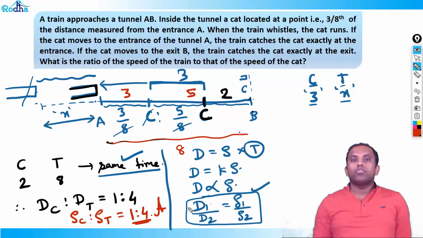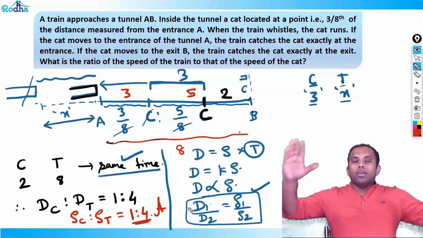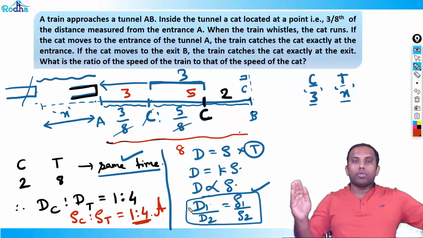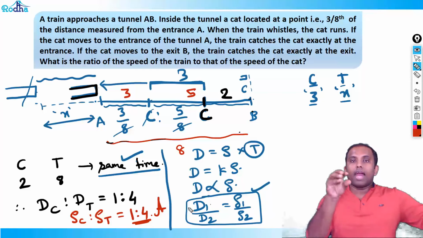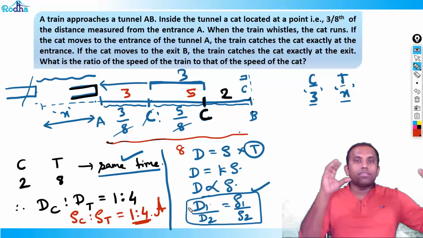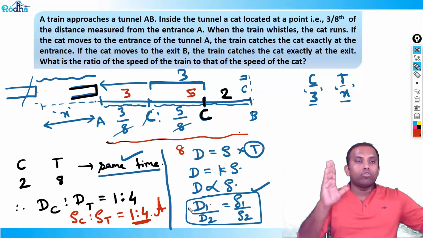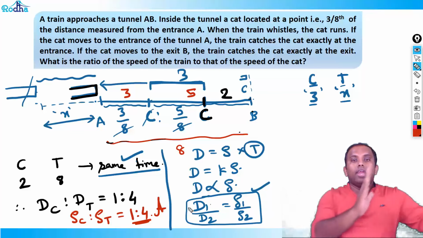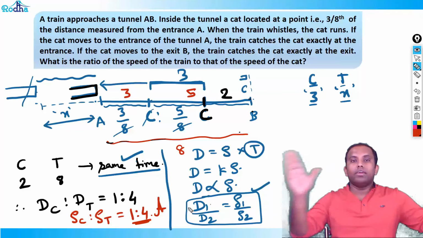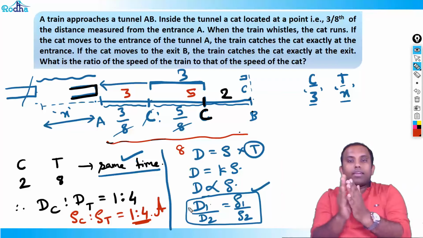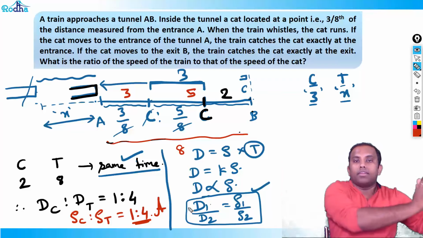Clear? Right. So again, just visualize this problem. This is a tunnel. A train is at a distance of x units from the tunnel. Cat is somewhere in the middle of the tunnel. When cat hears the whistle of the train, it runs toward the exit. That means both will run for the same time and both will meet at exactly the exit. If cat runs in the opposite side, both will meet at the exit. And if cat runs on the same side, both will meet at the entrance, right?